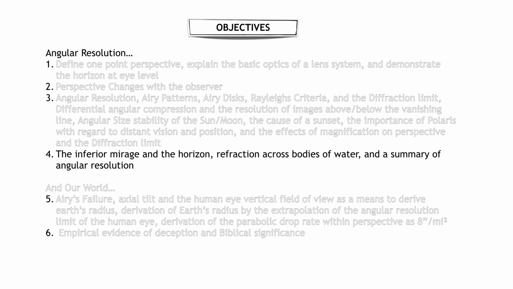Over the next couple parts after this, we will discuss the globe theory and derive the Earth's radius in a couple of ways, and we will also look at empirical evidence and of deception of biblical significance.